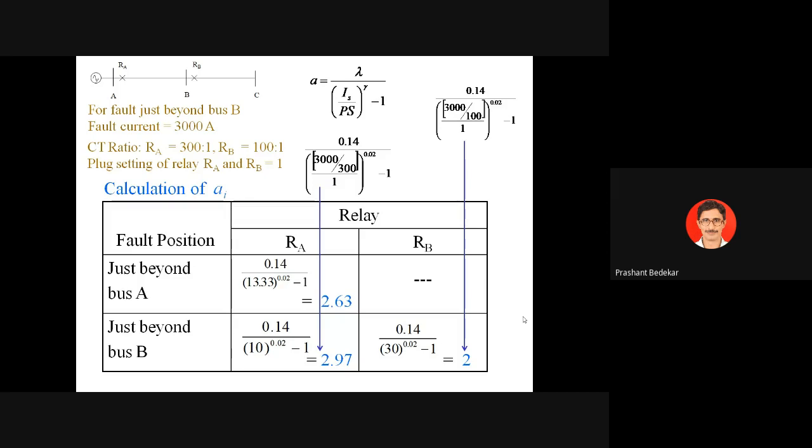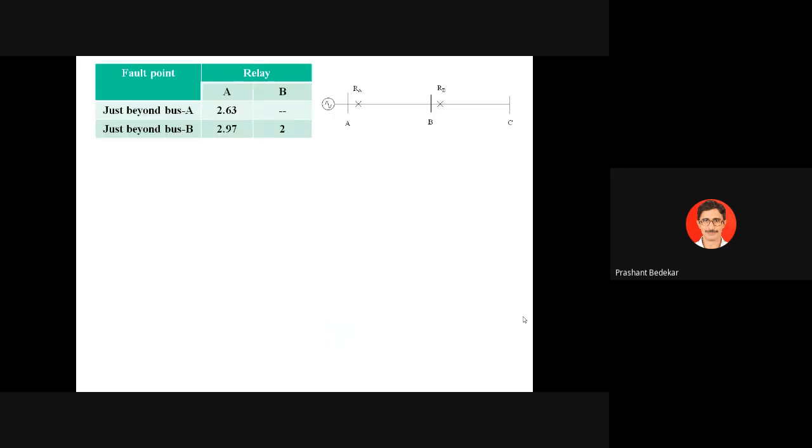Now, after calculating the constants, we will proceed to the formulation of the problem. This is what we got in the previous slide. For the two fault points: fault just beyond bus A, the constant for relay A is 2.63. A fault beyond bus A but before bus B is not seen by relay RB, so dash. For a fault just beyond bus B, the constant for relay RA is 2.97 and that for RB is 2.